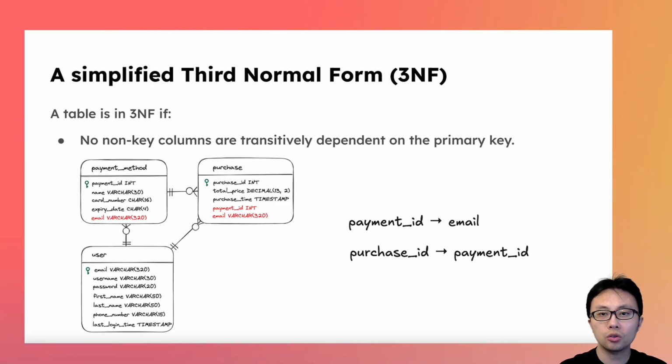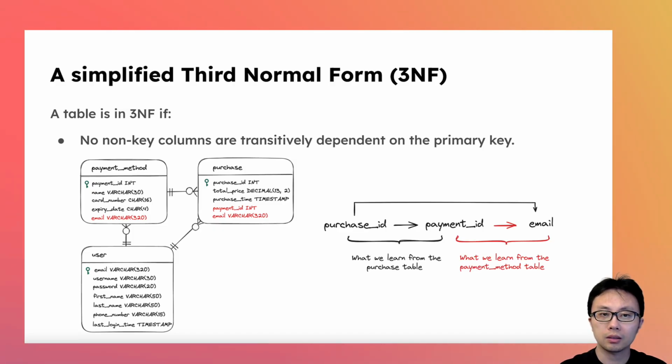If we put these 2 relationships together and focus our attention on the purchase table, we will have a transitive dependency like this, in which purchase ID functionally determines payment ID and payment ID also determines email. So, by definition, that's a transitive dependency, even though the purchase ID can also directly determine email in the same table. How do you fix such an issue?